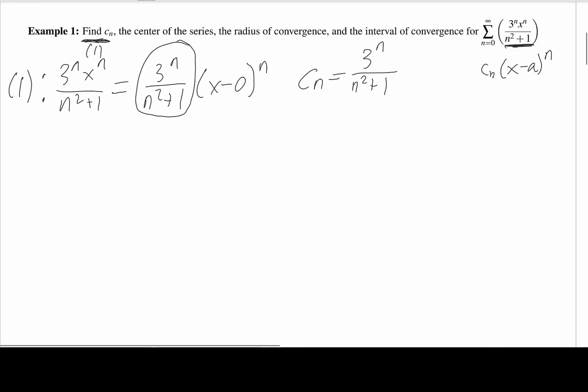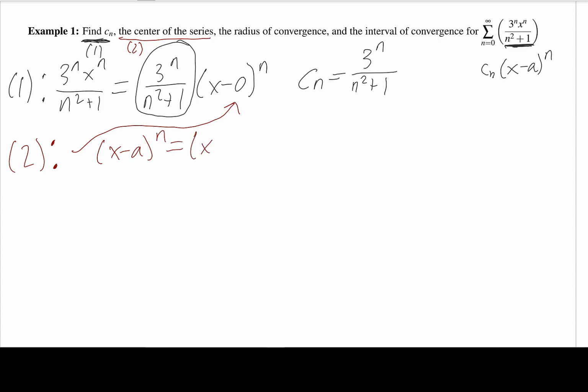Okay, now let's try to find the center of the series. So we'll call this part 2. Well, once we've done part 1 and we've gotten it written in this form, it's actually not too bad, because this is going to be our center. The reason I know that is because our power series is supposed to have the form x minus a to the n. Well, this one's going to be x minus 0 to the n. So that tells me that a equals 0 is the center.